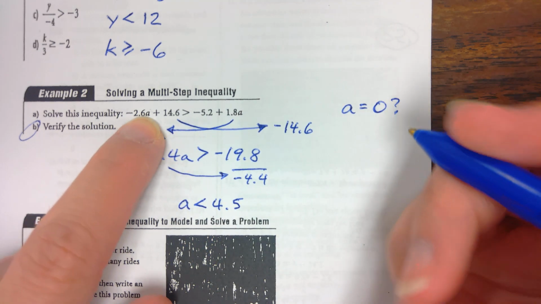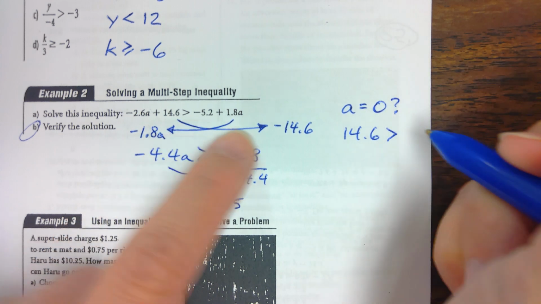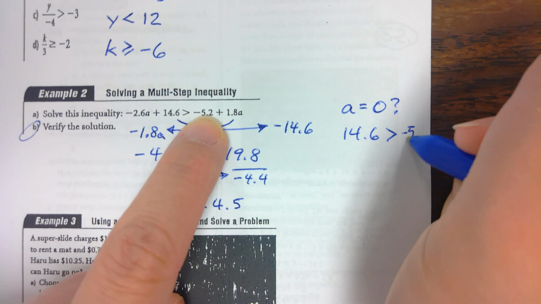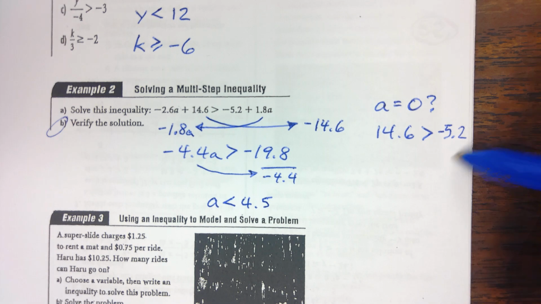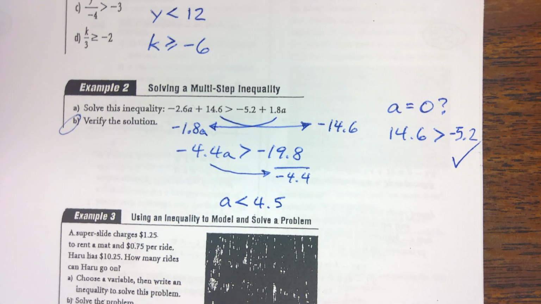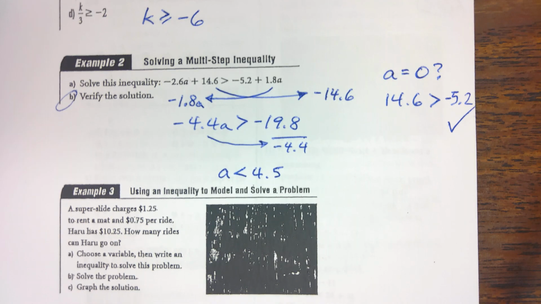So if you substitute 0 in here, you get 14.6. And here, if a is 0, you get -5.2. Is 14.6 bigger than -5.2? Definitely. So you know your answer is correct. Would 4 work? Would 1 work? Yes, definitely. But I just choose the easier one.